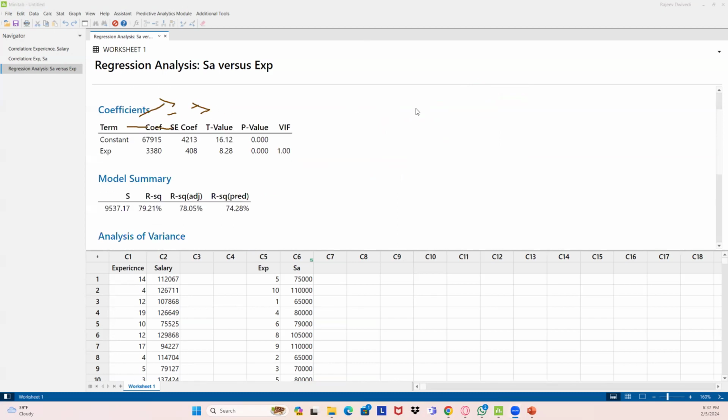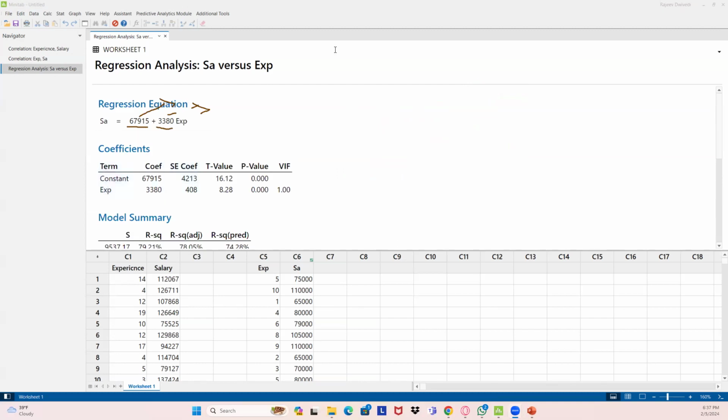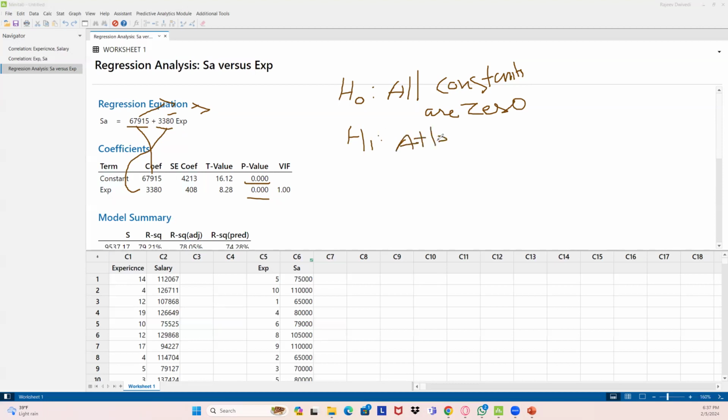So we are going to look into this. Now this is the constant, the value of the constant. You can see this is the intercept value. Now again, you see the p-value. Are they useful? What is the null hypothesis? The null hypothesis says all coefficients are 0. The alternative says at least one is non-zero. So the constant is useful in this equation.